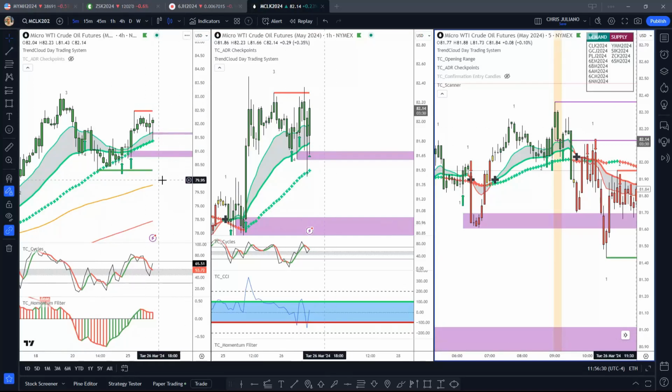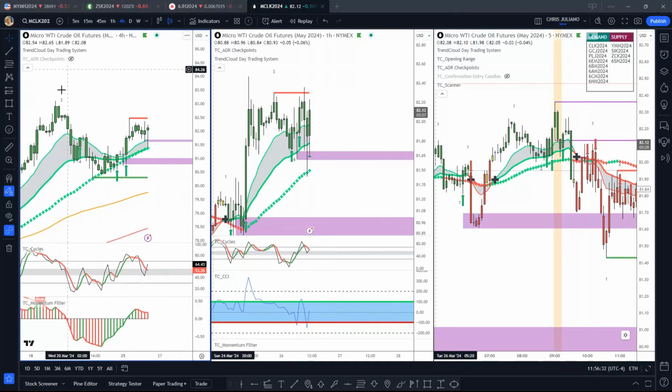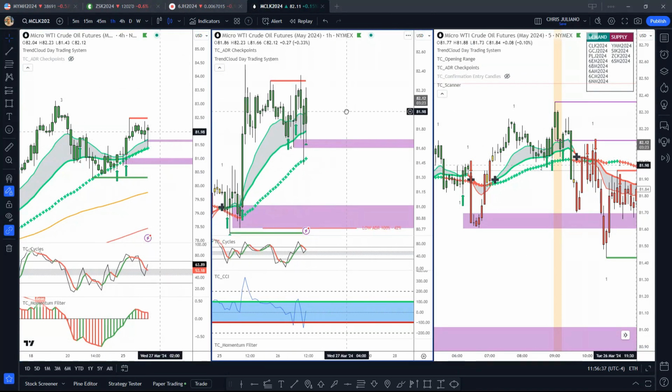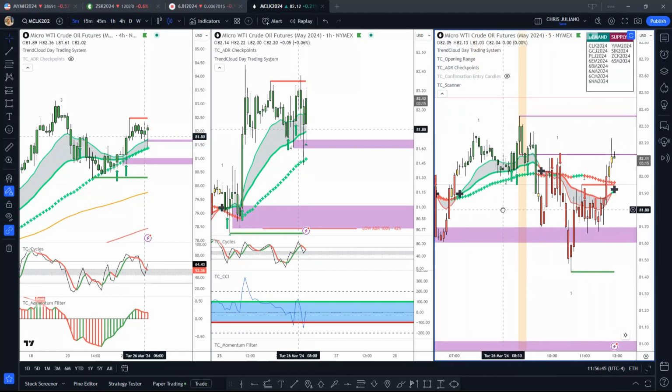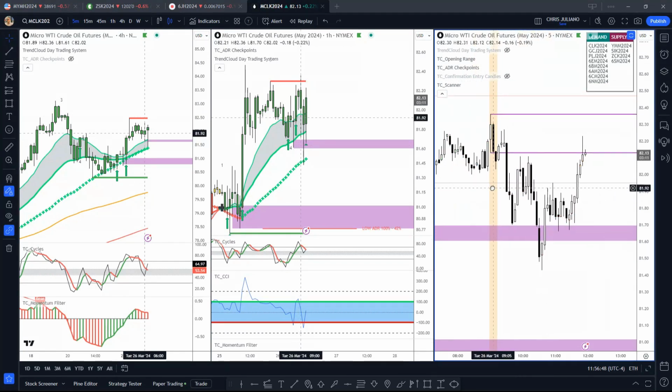Hey guys, welcome to this tutorial on how to trade the micro crude oil. I just want to go over the chart today and show you why both of these lower time frame demand zones failed. We were looking at this in the live room today. We saw the breakout to the downside on the opening range.